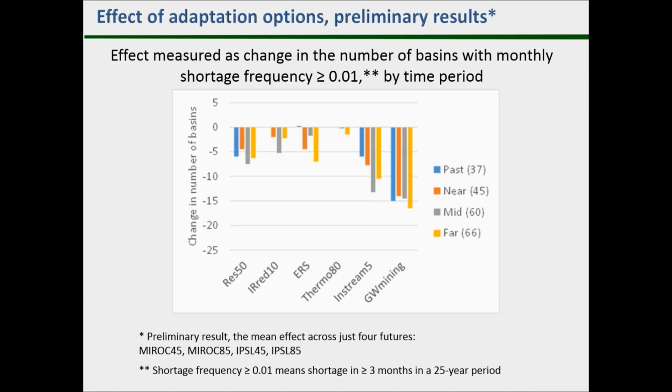Fourth, adaptation or change there, the thermoelectric 80% decrease by the end of the century has a very modest impact. And that's because although a great deal of water is withdrawn for power plants, especially in the eastern part of the country, not that much is consumed, and so compared with other uses, and at the scale we're modeling things at, the HUC 4 level, the impact is modest.